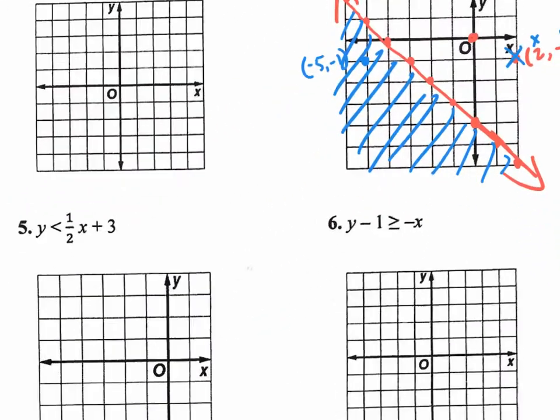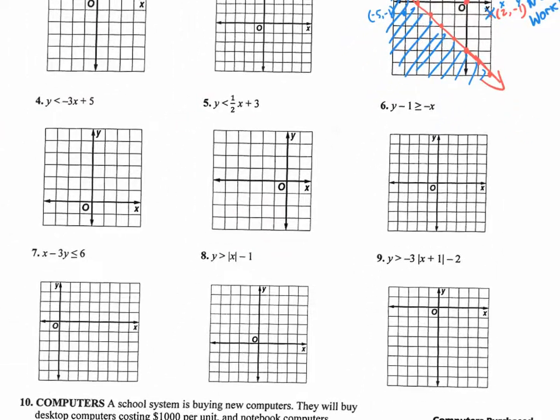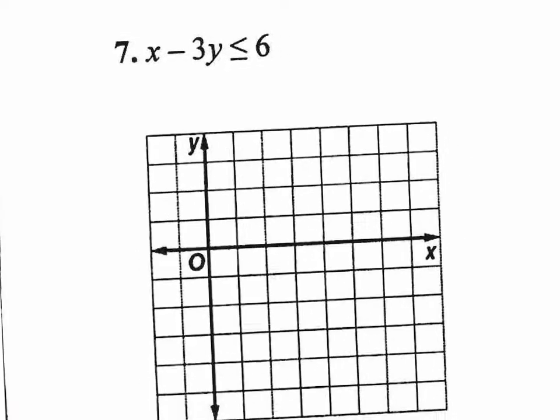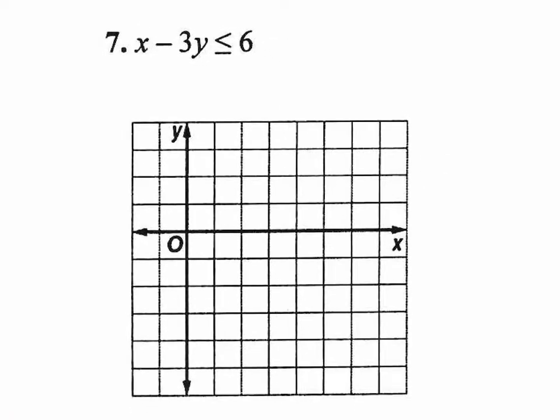Okay, so let's jump to another one. How about number 7 looks interesting. Yeah. Let's do it. Number 7. Okay, so what do we need to do first? Yep. Get y by itself by subtracting x first.